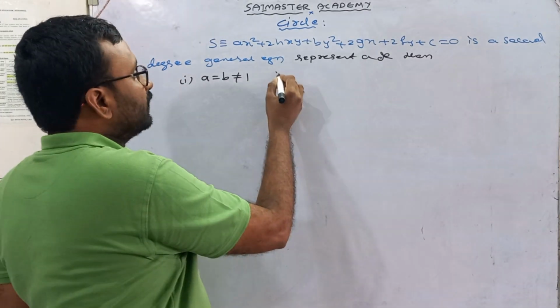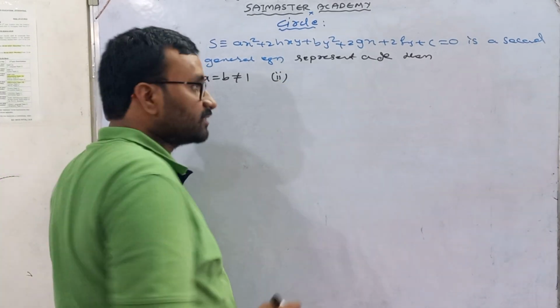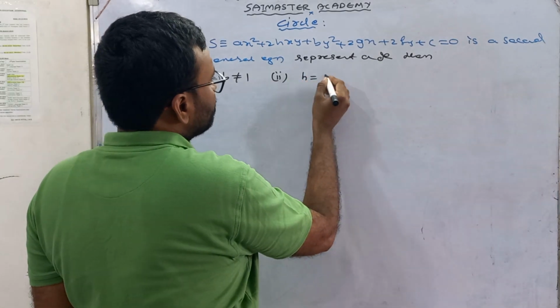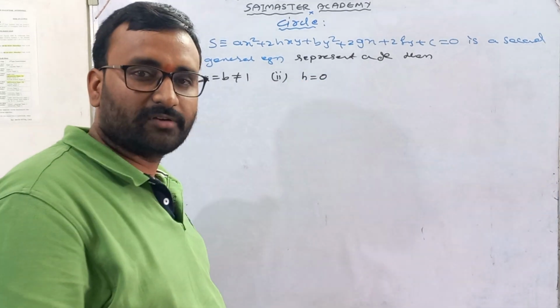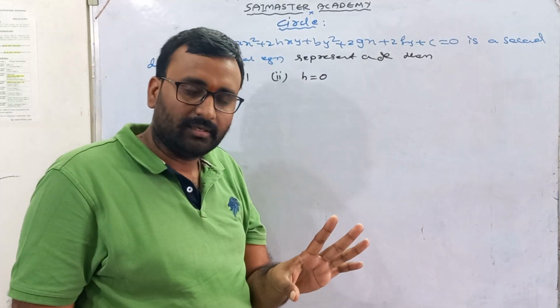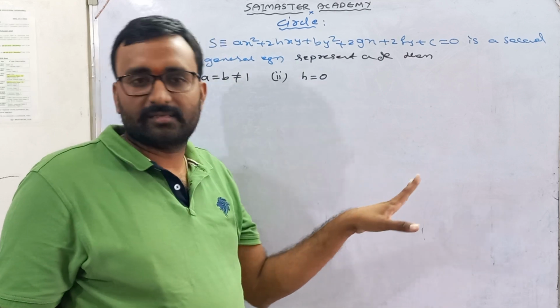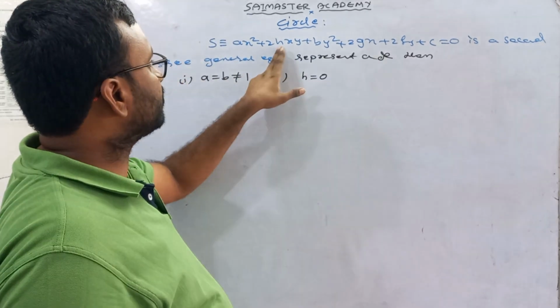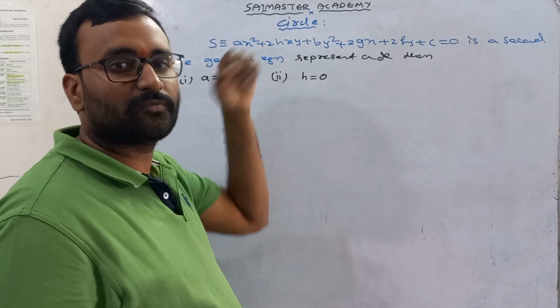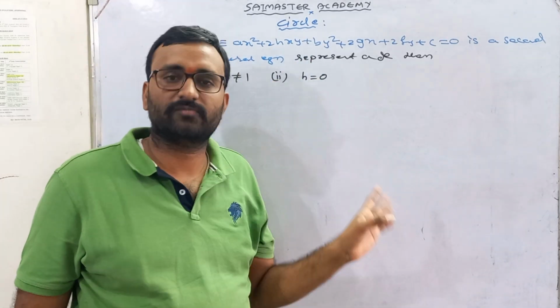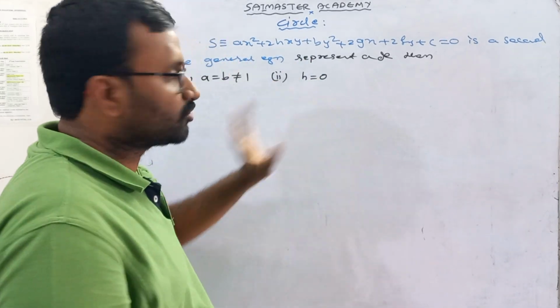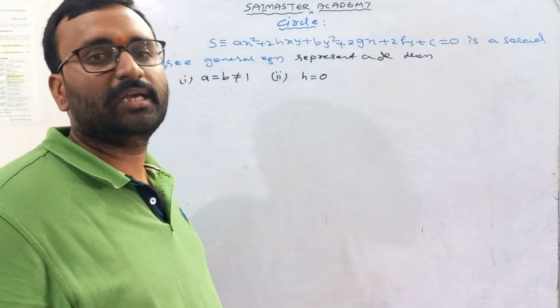Now what is the second condition to represent the circle? That is h should be 0. So if you observe in any circle equation, h does not exist. h not existing means there is no xy term. In any circle there is no xy term. So here h should be 0 means the xy term should be eliminated.